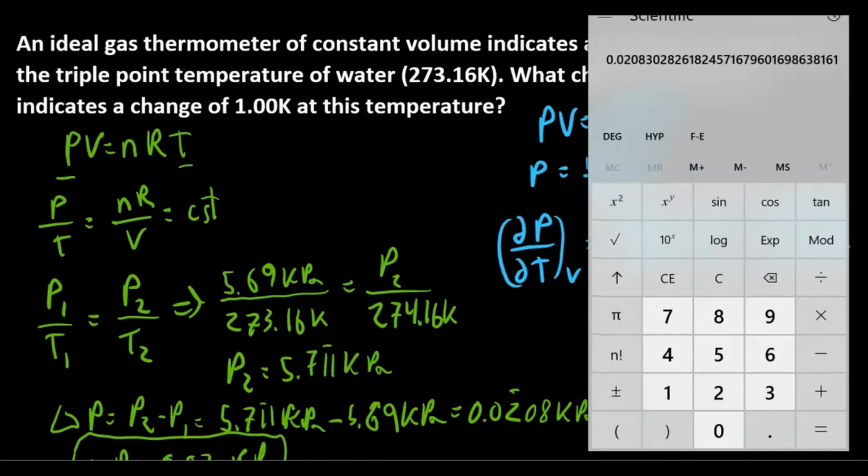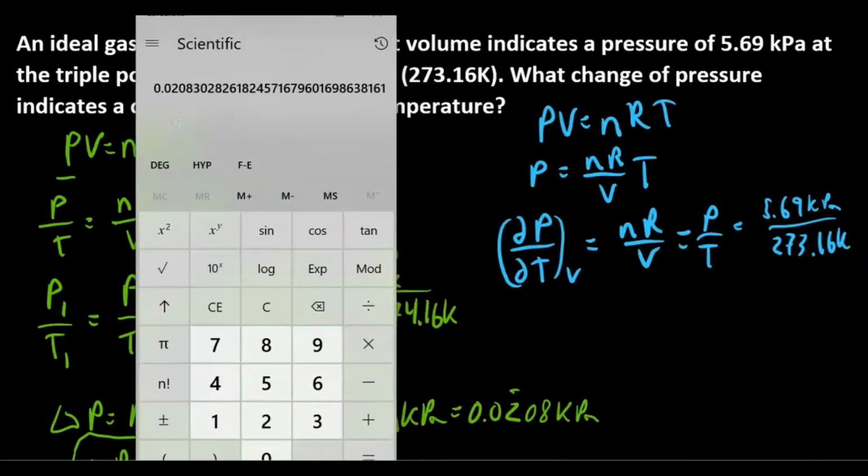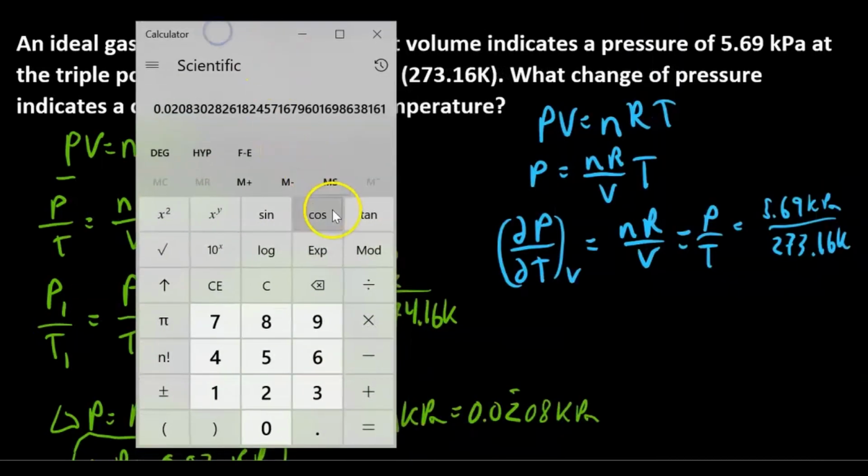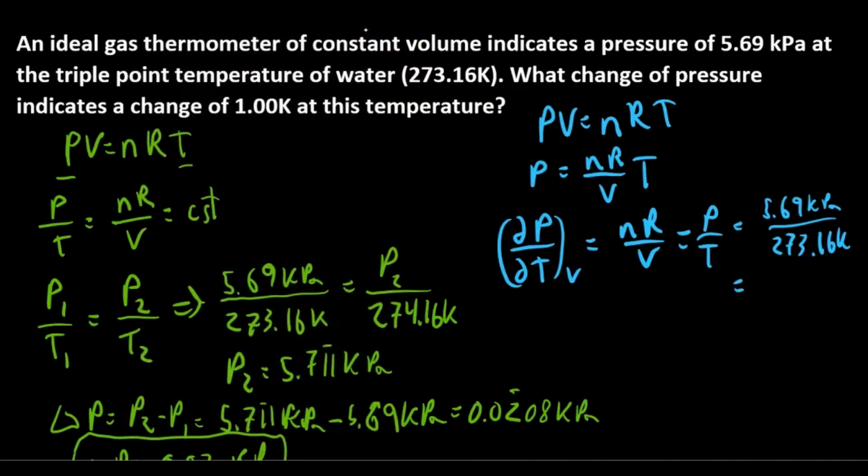I'm just going to calculate this really quickly here. 5.69 divided by 273.16 is, we've seen this number before, 0.02083 kilopascals per Kelvin. And this represents the slope.